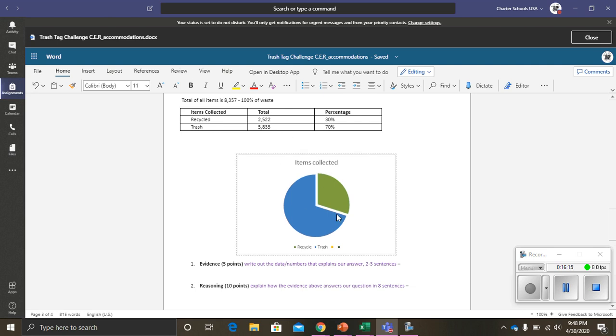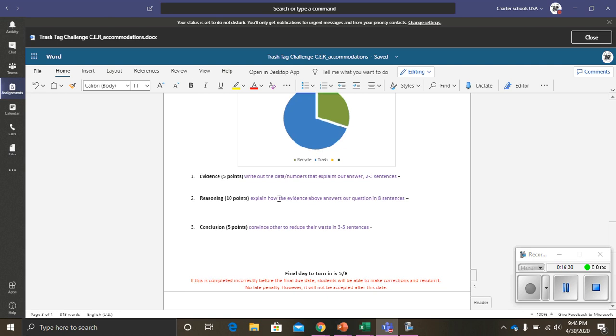The pie chart right here is showing you that this is all recycling and this is all trash. It's a good chunk. The whole pie isn't full. The whole pie is waste, but this green part right here is recycling, and that gets reused. And you're going to explain that in your reasoning.